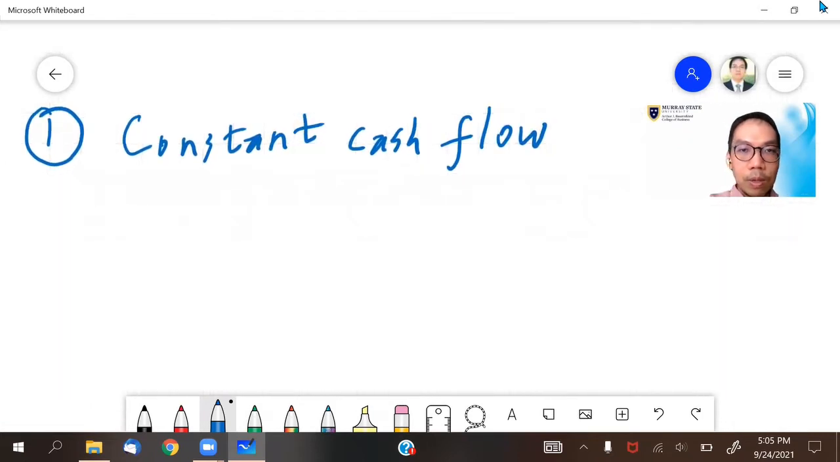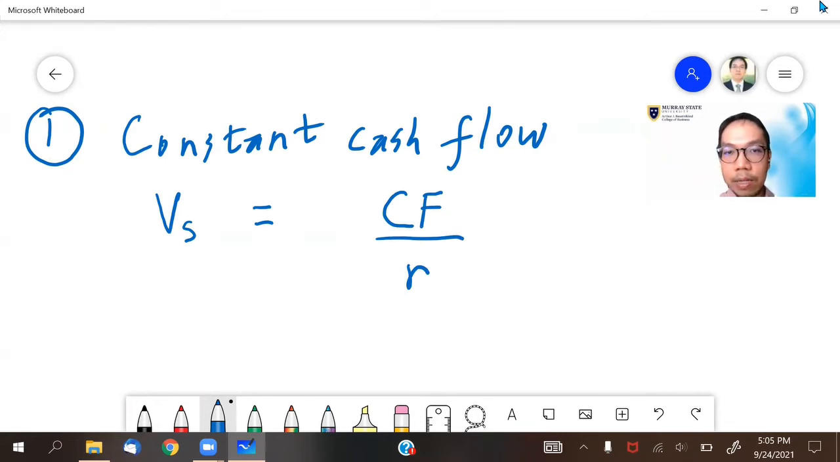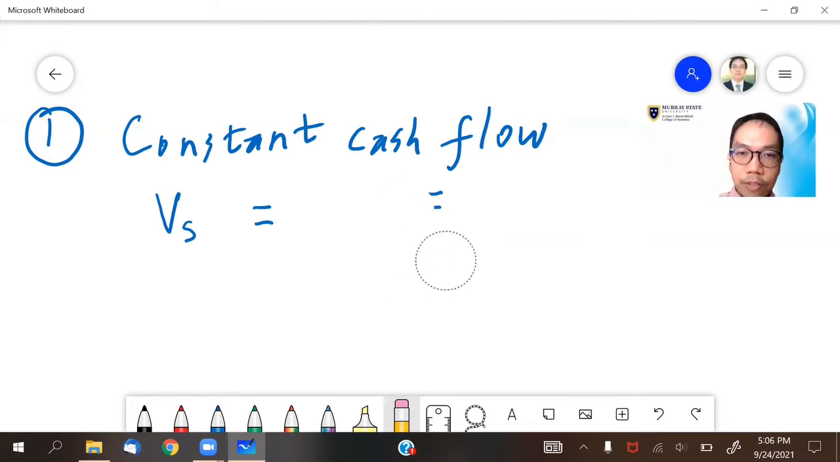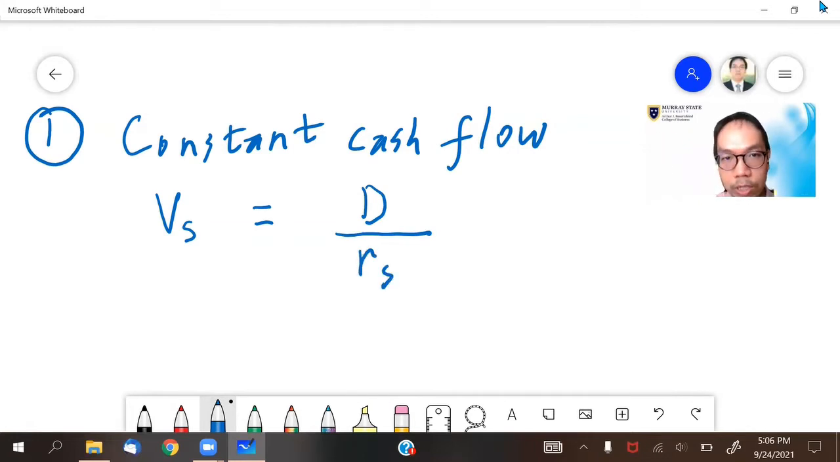We saw the final formula here. If you have an asset, for example a stock, the value estimate of a stock would be the constant cash flow divided by the required return, right? And if you use the dividend discount model, of course, the dividend would be the representative of your cash flow divided by the required return of your stockholders.